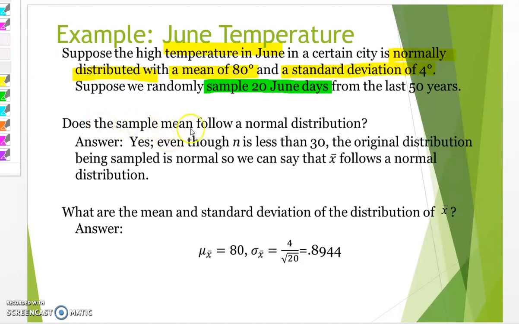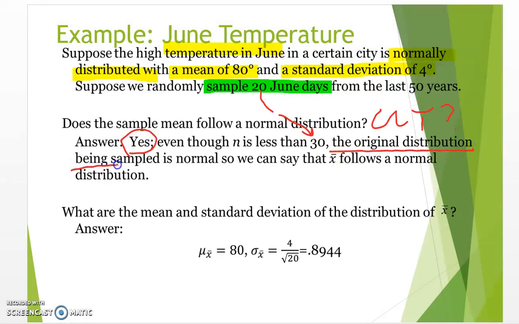First of all, does the sample mean follow a normal distribution here? Which means, can we apply central limit theorem? Answer would be yes, because even though we have 20, that's less than 30 as sample size, the original distribution being sampled, which means the June temperature, is normal. So central limit theorem still applies, which indicates our sample mean would follow a normal distribution.